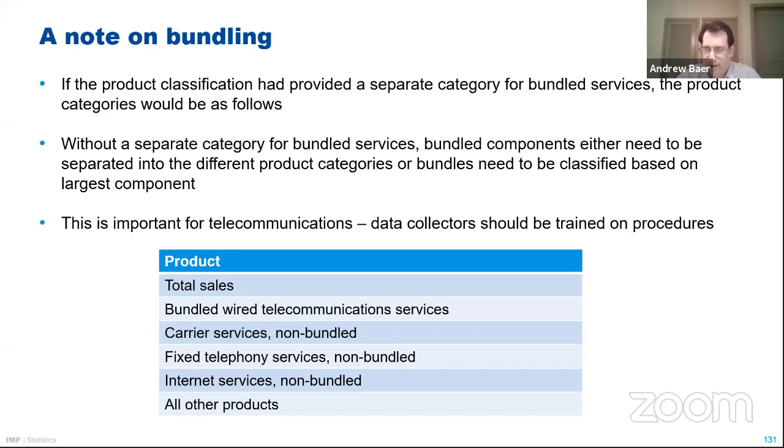A note on bundling. Bundling is one of these thorny issues that keeps coming up. Again, if the product classification has provided a separate category for bundled services, then our list would look like this. We would have bundled telecom as a category, and then the other categories would exist only for services that are offered outside of bundles.